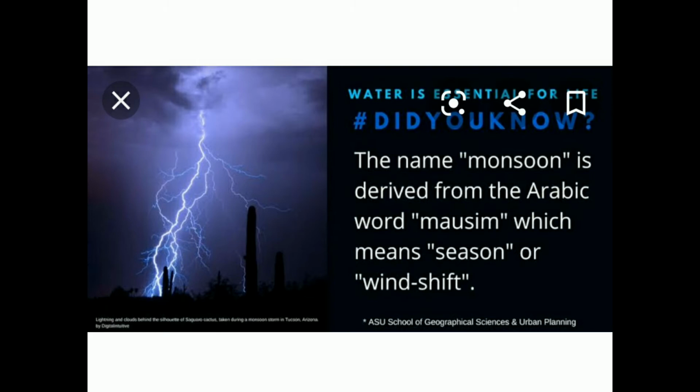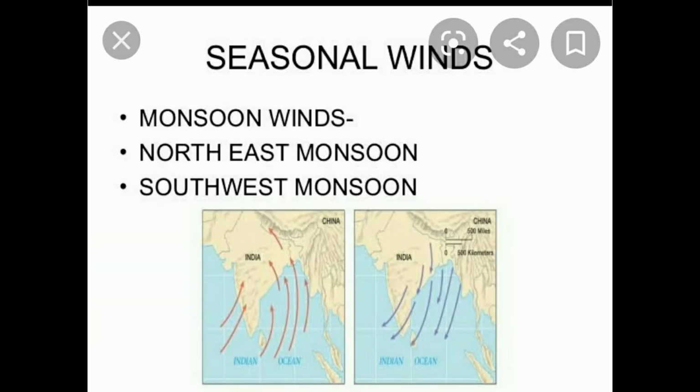The name monsoon is derived from the Arabic word mausim or mausam, which means season or wind shift. So this is an Arabic word, children. It is an Urdu word too, isn't it? From that mausim, the word monsoon was derived. The traders from Arab countries, when they used to travel to the Asian countries, came because of these winds. At that time they used the word mausam, which means monsoon. So these are the seasonal winds.